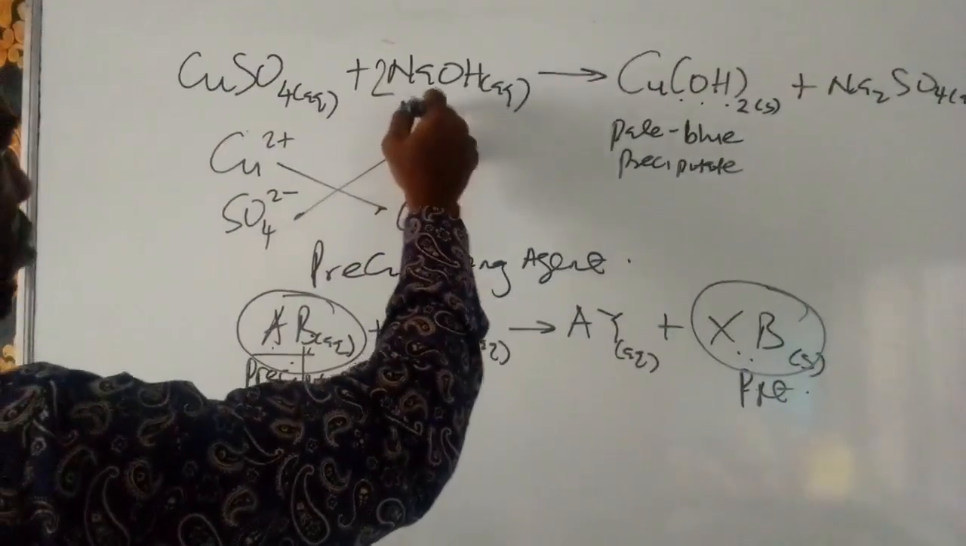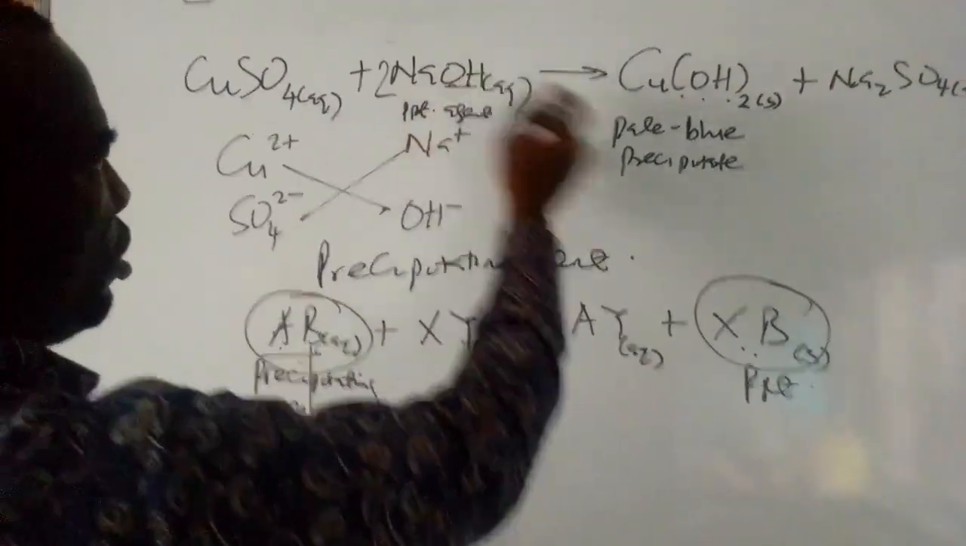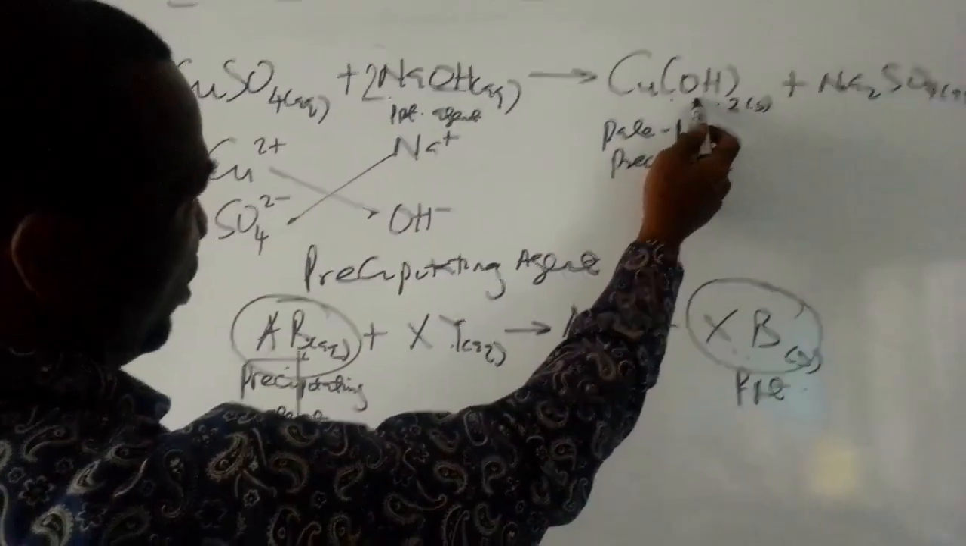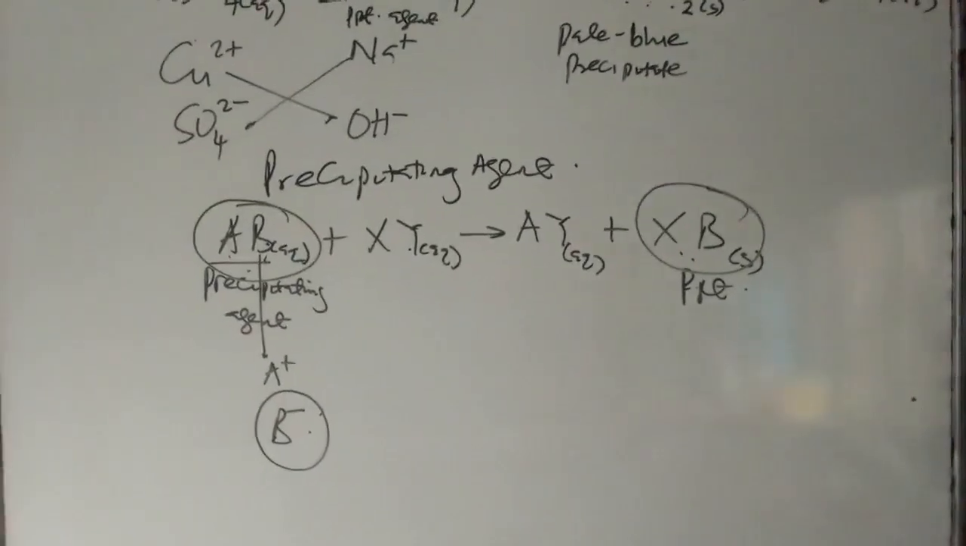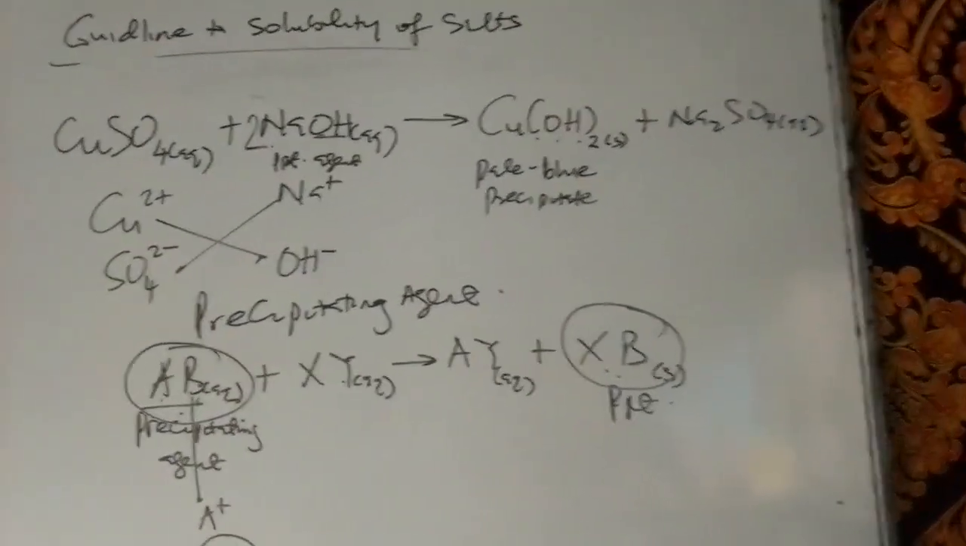The precipitating agent is sodium hydroxide. This is the PPT agent because the hydroxide ion, which is negatively charged, from this reagent is found in the precipitate. So the precipitating agent remains the substance which donates its negative ion, or its anion, to the precipitate.